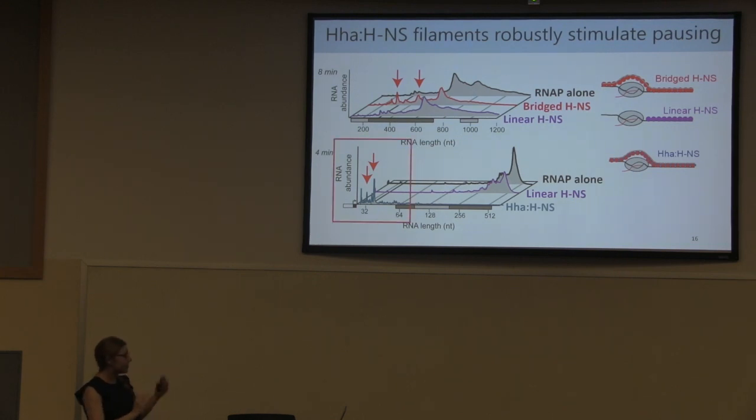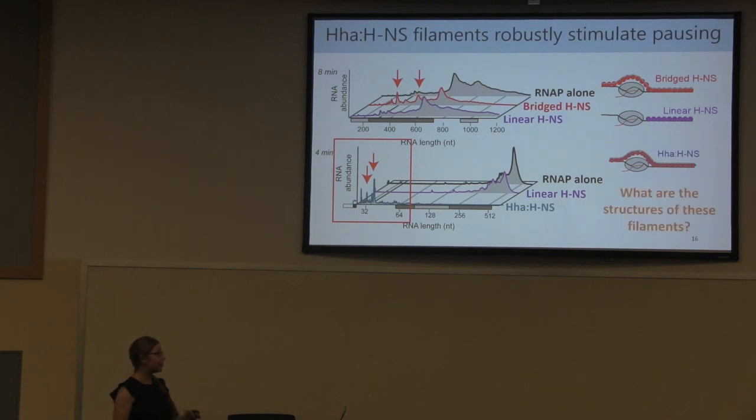And so the presence of these really short RNAs suggested to us that the HHA H-NS filament is also blocking RNA polymerase progression by stimulating pausing. So it might be a bridged filament, since we knew that bridged H-NS filaments could stimulate pausing. It was really this transcription result, seeing differences between bridged and linear filaments, that drove the question I had spent most of my thesis work addressing: what is the structure of these filaments? This is a really big question to investigate.